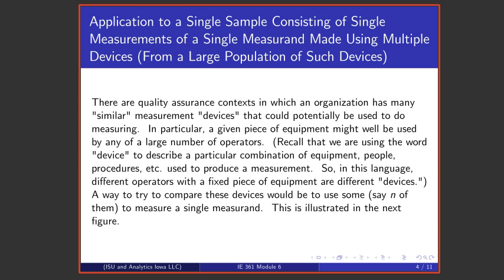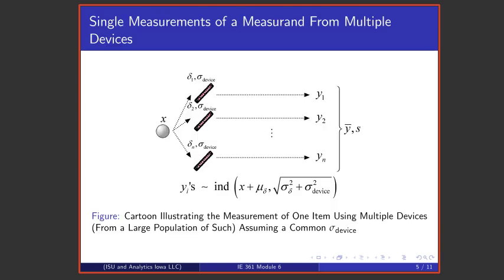We might illustrate this with a schematic where there is a single measurand that gets measured by several different devices to produce n different measurements, where now we're going to assume that every device has the same standard deviation associated with it, but that different devices have different biases.